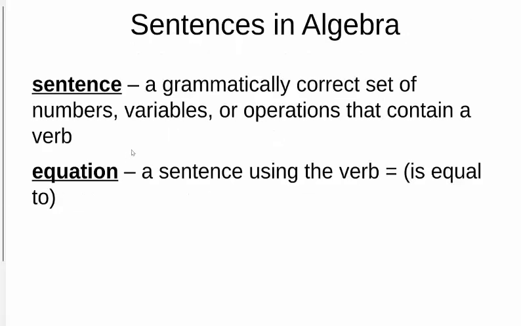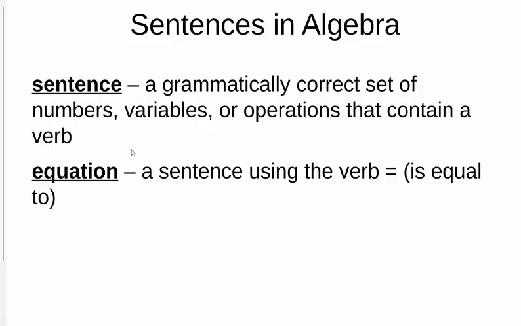All right, so let's talk about sentences now. We know what a sentence is in language. A sentence is basically a unit that has a subject and a verb. It tells what someone or something did. It gives an action or a state of being and a thing. In math, a sentence is a grammatically correct set of numbers, variables, or operations that contain a verb. Math has verbs, believe it or not. We're going to look at some of the main verbs in math.